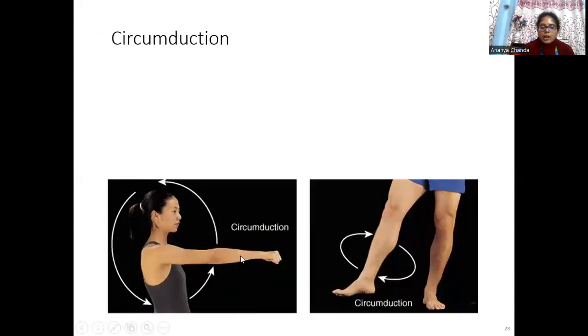So this is the circumduction, which is the circular movement of the joint for the upper limb, and similarly this is the circumduction for the lower limb.